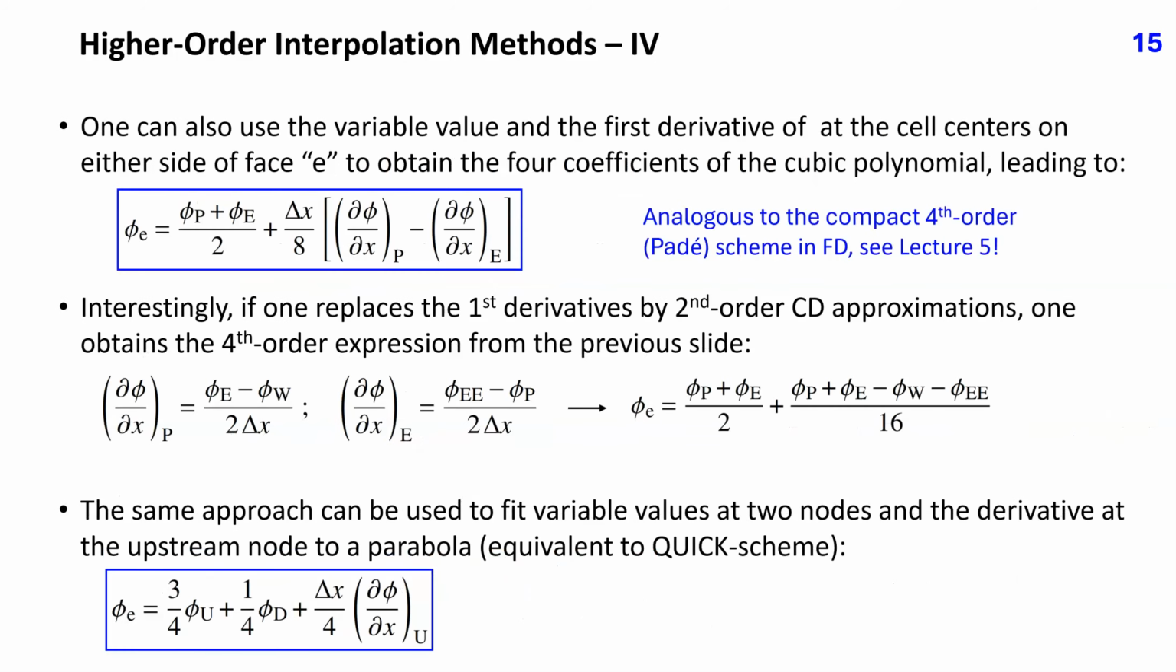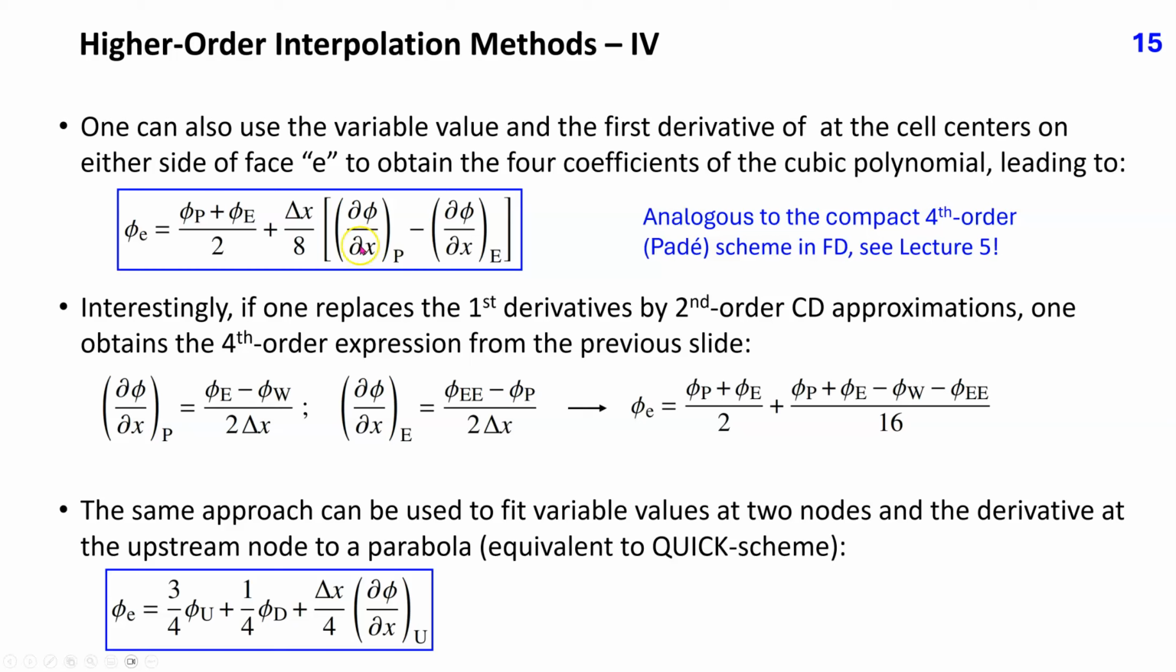There are more options when we assume a cubic variation of the variable in the vicinity of the phase E. Instead of fitting the polynomial to variable values at 2 upstream and 2 downstream cell centers, one can also use variable value and its first derivative at the 2 cell centers on either side of the phase to determine the coefficients of the polynomial. The following fourth order compact expression for phi E is obtained on a uniform Cartesian grid. This is analogous to the derivation of compact Padé schemes for finite difference approximations described in lecture 5.